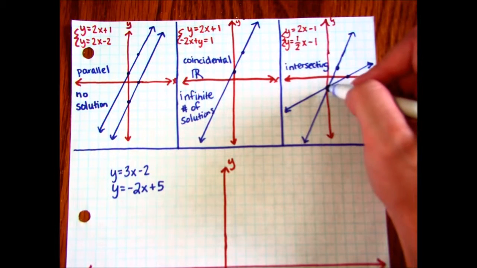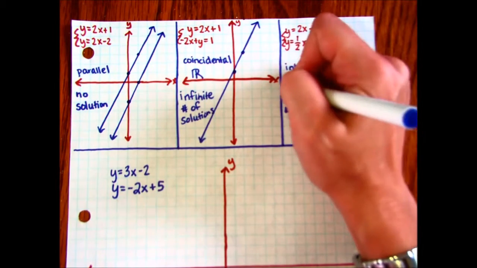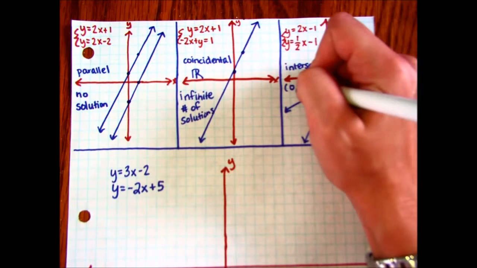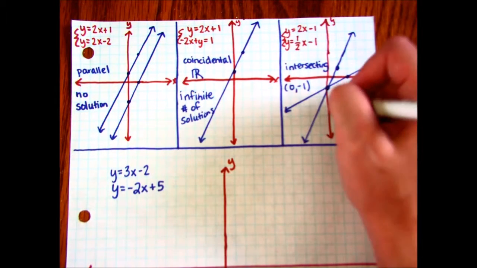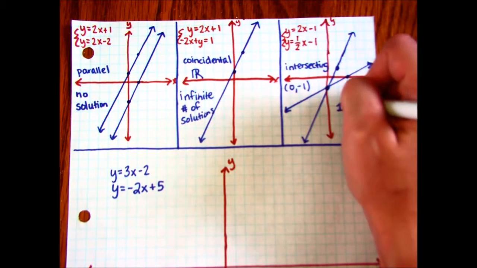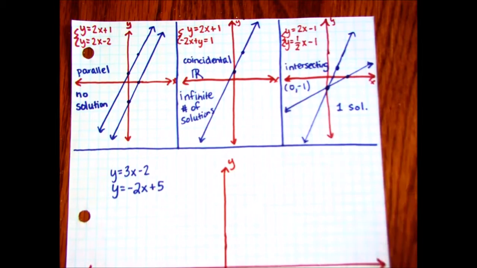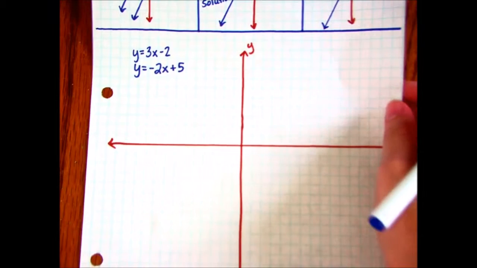Also, if I say, what is the solution? Your solution would be their point of intersection, or here at (0, -1). That is the solution. If I asked you how many solutions this had, you would tell me it has 1 solution. So it brings us to our last part of the lesson.